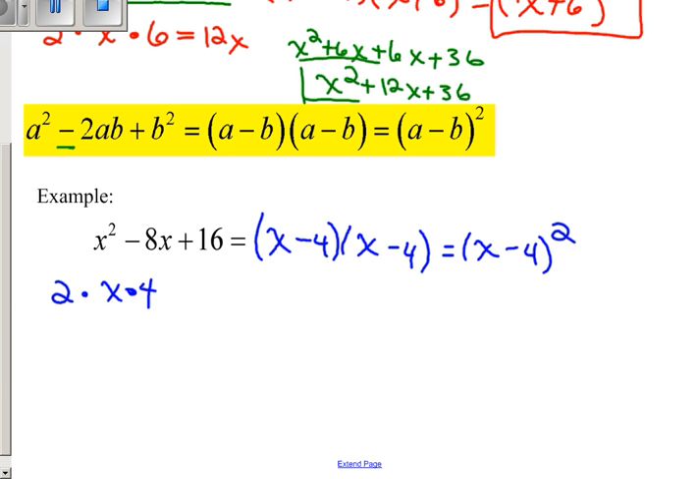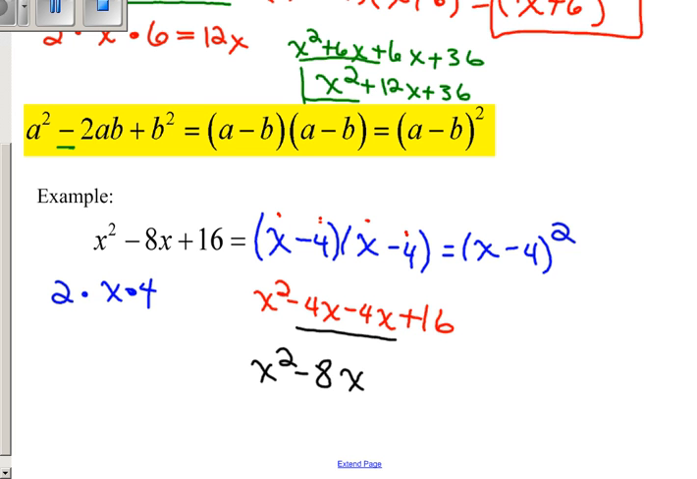If I FOIL this out, I'm going to, again, in red, x times x is x squared, first, outer, x times negative 4 is negative 4x, inner, negative 4 times x is negative 4x, last, negative 4 times negative 4 is positive 16. Again, my middle terms combine, so I get x squared minus 8x plus 16. It matches my original problem, so I have done it correctly. Let's go ahead and do a couple more examples.